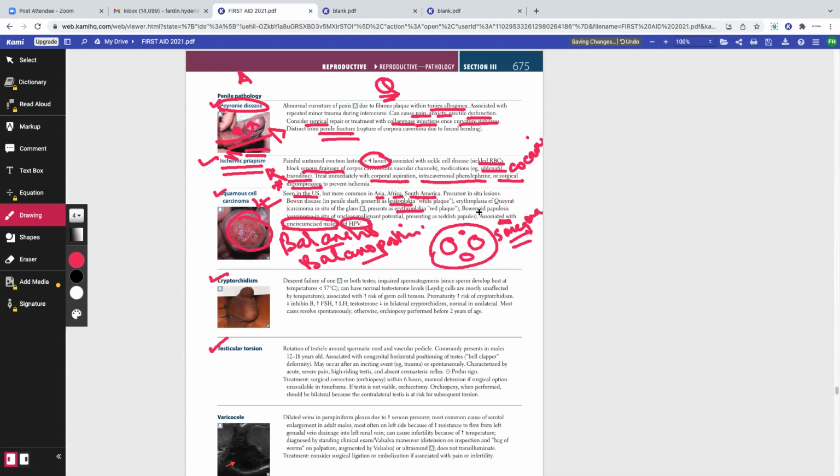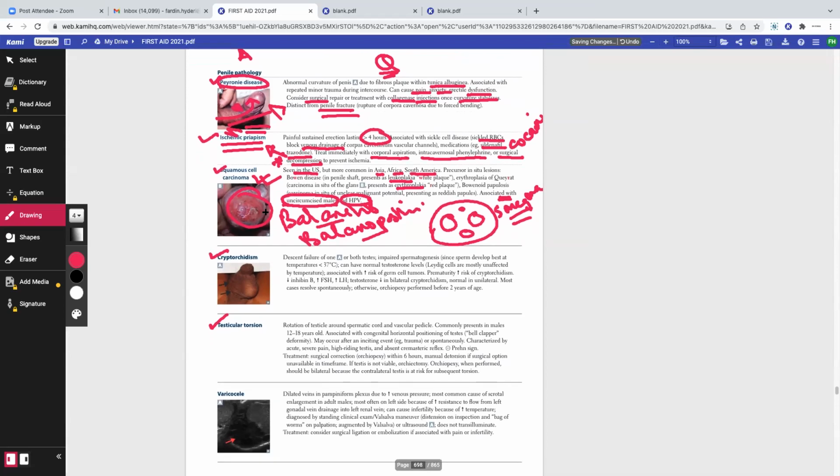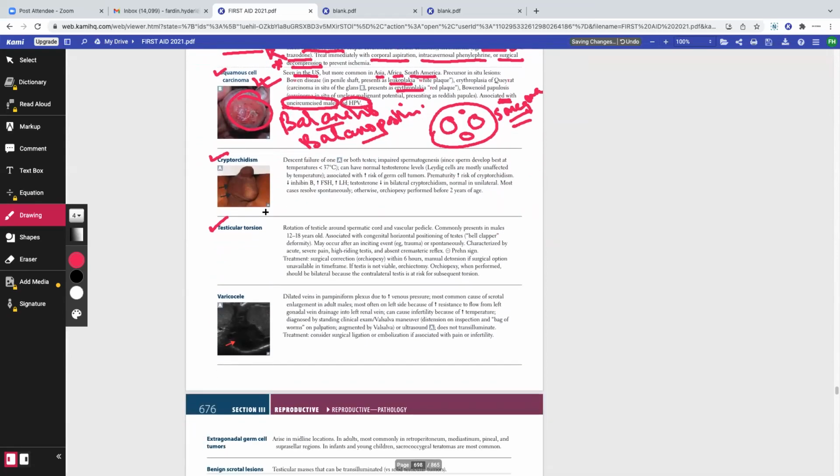There's another one called bowenoid papulosis. It's not very high yield. It's carcinoma in situ, and they have reddish papules, but there's no question in your Step 1 exam for this. Have I made myself clear with squamous cell carcinoma of the penis? Yes or no?